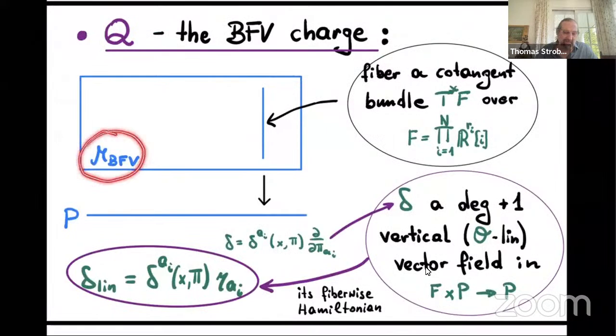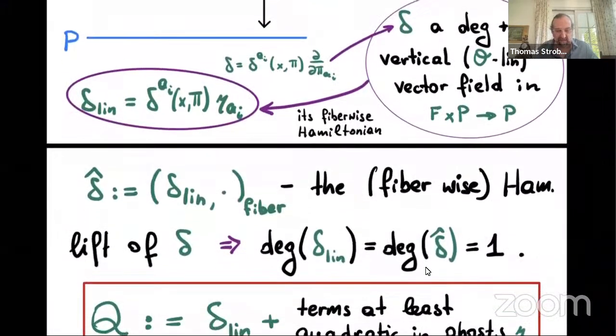So I can view MBFV, this product space, as a trivial bundle over this Poisson manifold, where the fiber is a cotangent bundle over this space of anti-ghosts pi. And delta, what I had before, I can view in this bundle here, where F is now again just this. This is something like epsilon, what was epsilon before. And I view this as such a bundle, it's a vertical vector field. And the fiber here now is a cotangent bundle. So I can fiber-wise take a Hamiltonian. So I wrote it in some coordinates here, and then there's this Hamiltonian. I call this delta lin. So this is a function on MBFV.